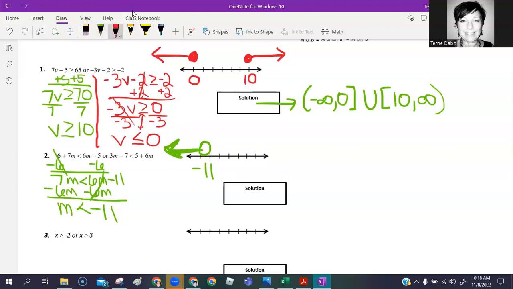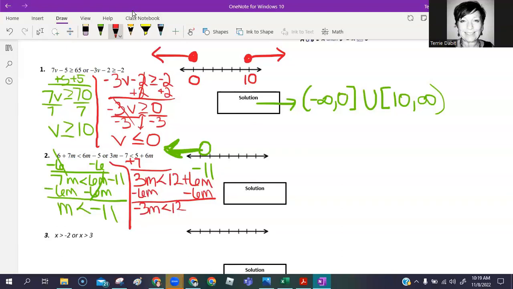Okay, if I do the other problem, I'm going to add 7 to both sides. So I have 3m is less than 12 plus 6m. Subtract my 6m from both sides. I have negative 3m is less than 12.